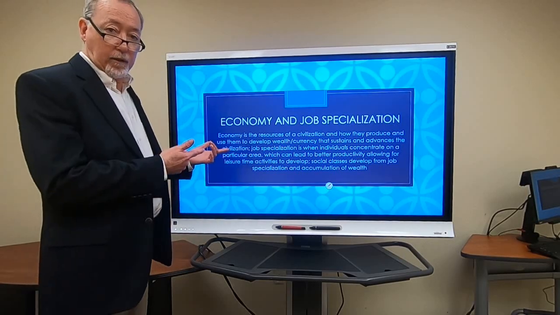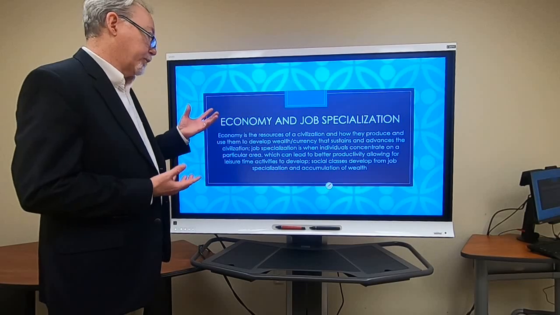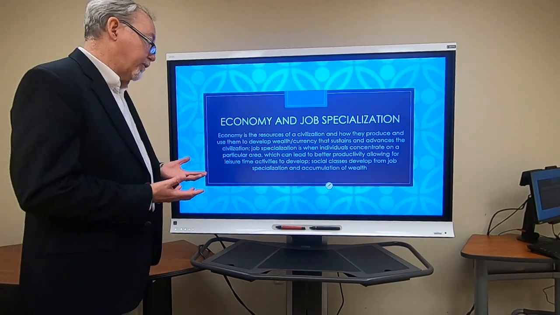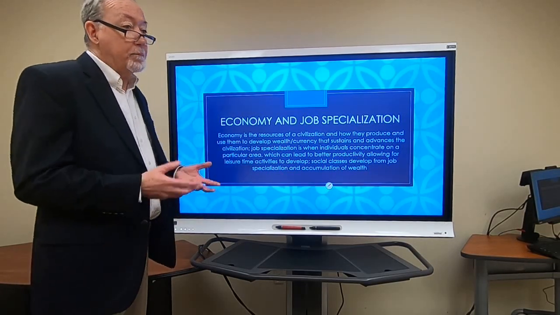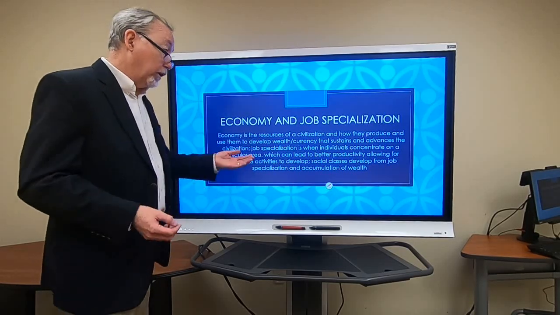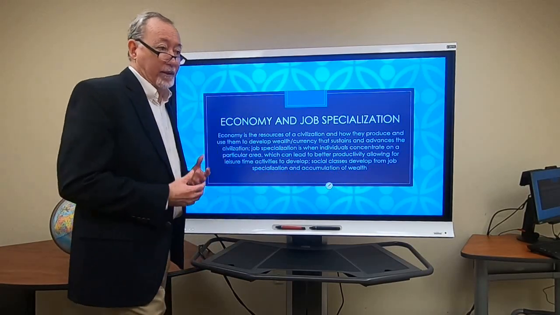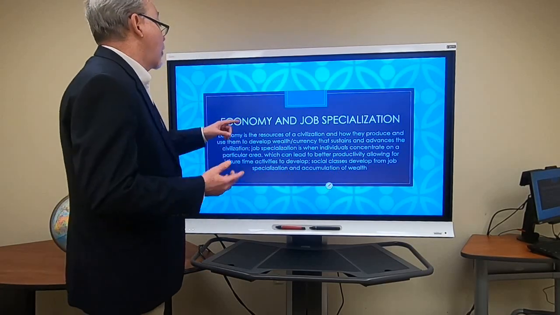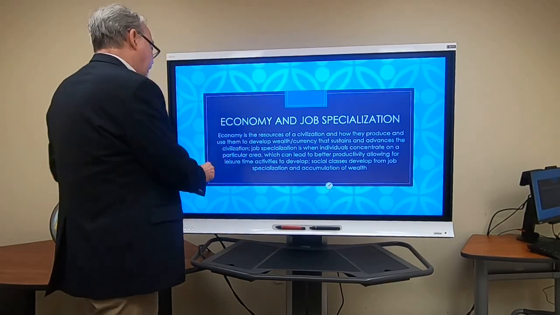Social classes here, just like when we talked about the government, social classes are going to develop from job specialization because some people are just going to be naturally good at it. Some will become wealthier than others doing their thing. Okay, so economy, job specialization. Let's take a look.